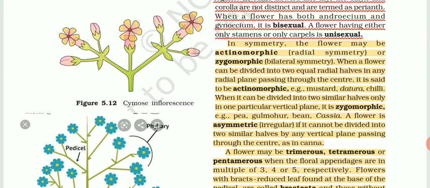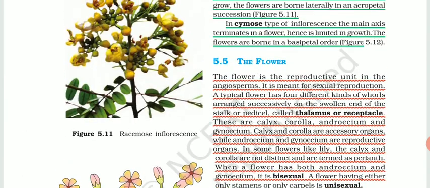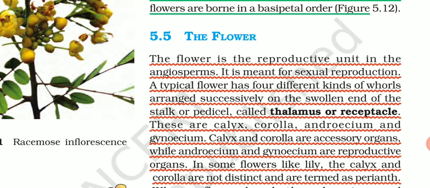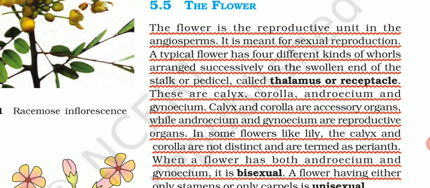As we have already studied different parts of the plant, the flower is the only reproductive part of the flowering plants. So it is mostly meant for sexual reproduction, because the male part will produce male gametes and the female part will produce female gametes. As we have studied, there are different kinds of whorls, which are successively arranged around the swollen end of the stalk or pedicel, which is known as the thalamus or receptacle.